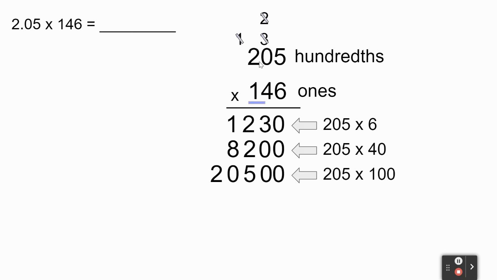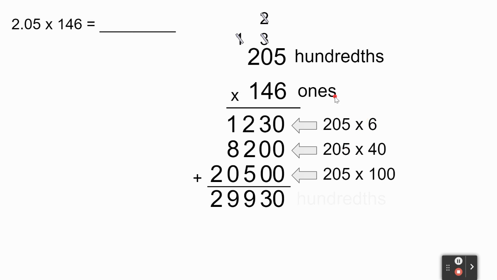Finally, we can add all of these products together. Let's start by adding the ones place. All these zeros added up are 0. 3 plus 0 plus 0 is 3. In the hundreds place, 2 plus 2 is 4, plus 5 is 9. In the thousands place, 1 plus 8 is 9. And in the 10,000s place, 0 plus 2 is 2. So we have 29,930, but let's not forget about the place value.